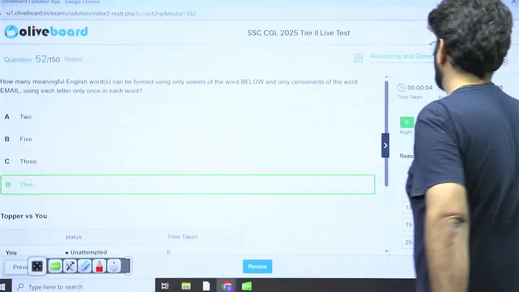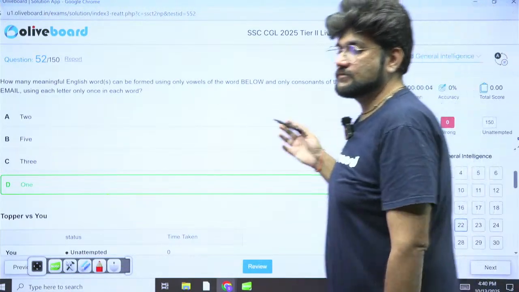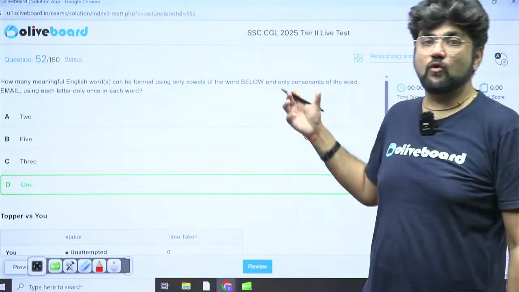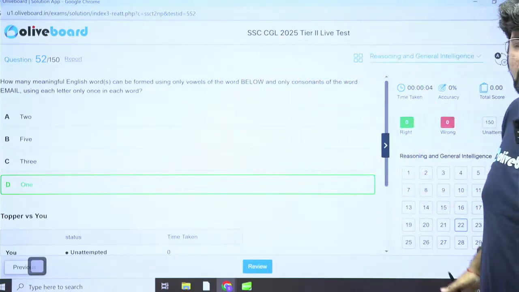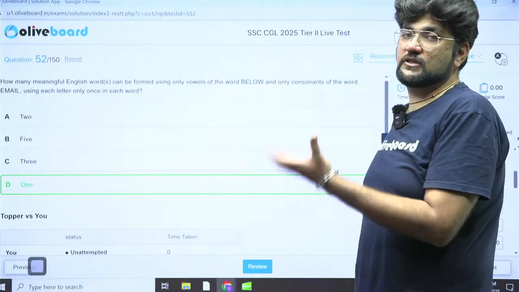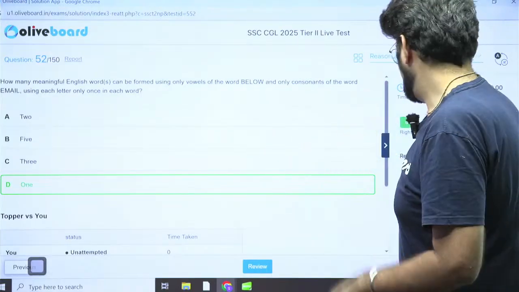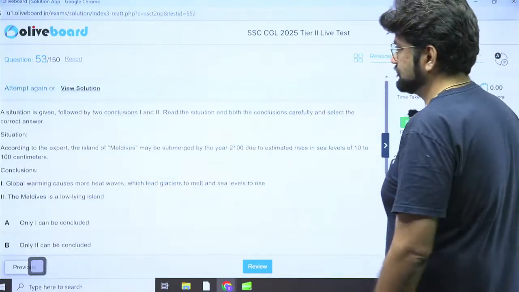Okay. A lot of students, again, they had asked me in the past also, and they still do, how do I finalize that there is only one word? So you can gradually check it like this. And if any other meaningful combination comes up, you can pick that up. Okay. Next.